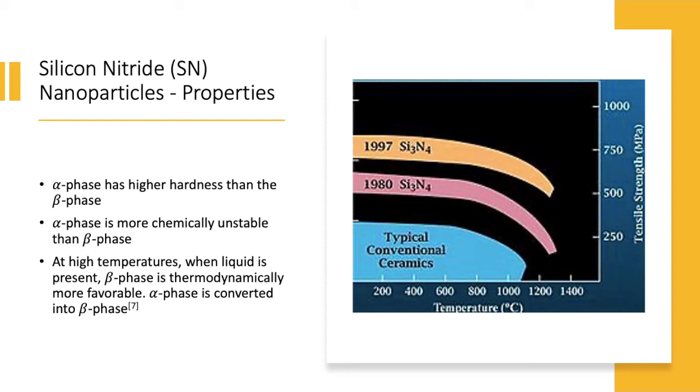You can see that by 1997 we were able to produce much stronger silicon nitride nanoparticles because the tensile strength is increasing, while back in 1980 it wasn't so strong. And then you can see at the bottom it says typical conventional ceramics, so you can see that it is much more beneficial to use silicon nitride than any other ceramics due to its pure toughness. And you can also see that whenever you increase the temperature, the tensile strength does begin to decrease rather exponentially.